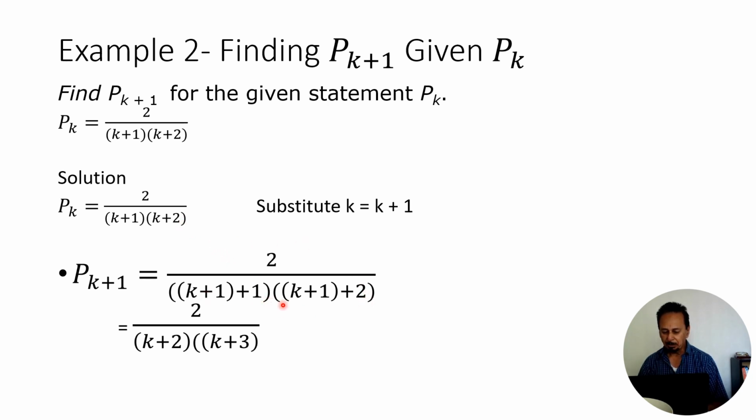Now simplify the bottom, so you have 2 over k plus 1 plus 1, which is k plus 2, and 1 plus 2 becomes k plus 3. So when P sub k is 2 over k plus 1 times k plus 2, P sub k plus 1 becomes 2 over k plus 2 times k plus 3.